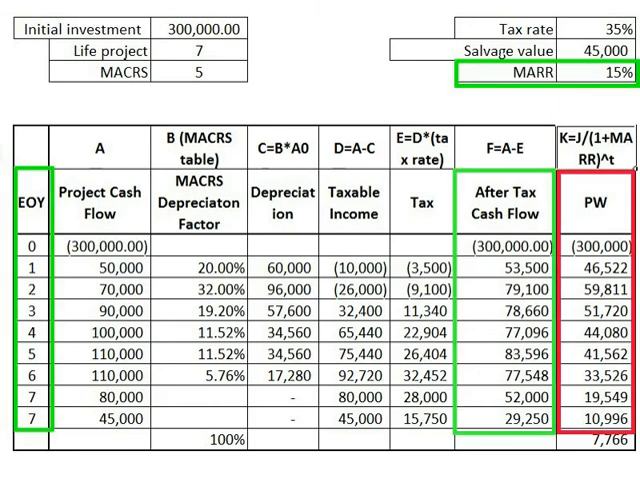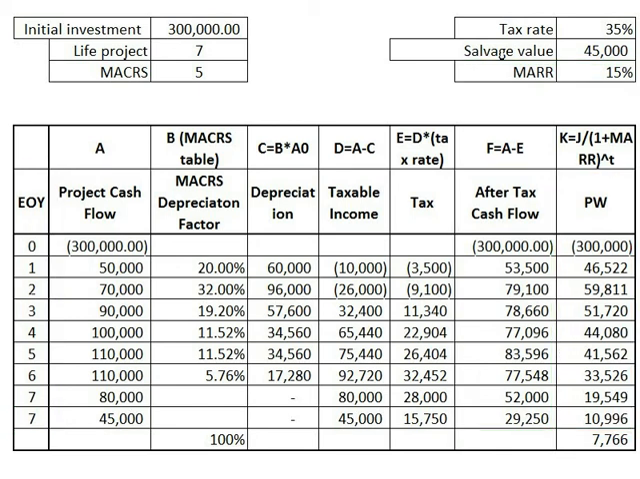So the computation of the present worth is done by taking all these after-tax cash flows and dividing each one of them by 1 plus the minimum attractive rate of return raised to the corresponding period. At the end, we can add all these rows, and we can compute the overall present worth for the project to be $7,766.